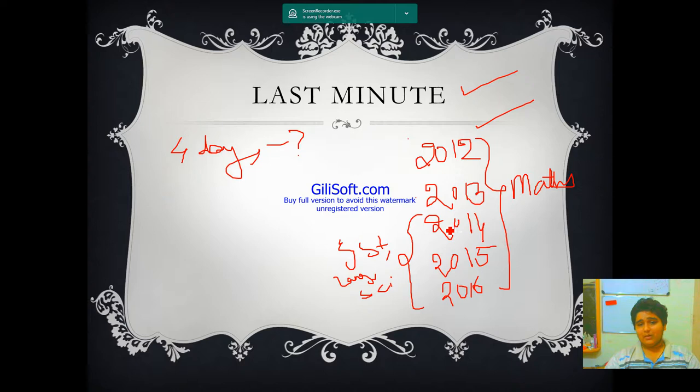Nine for three subjects, that is three topics. Not even three papers, you only do two papers. Now, foreign paper, don't do it. I'm not asking you to do foreign paper. Foreign paper is not important for you. All India paper and Delhi paper, you have to do.